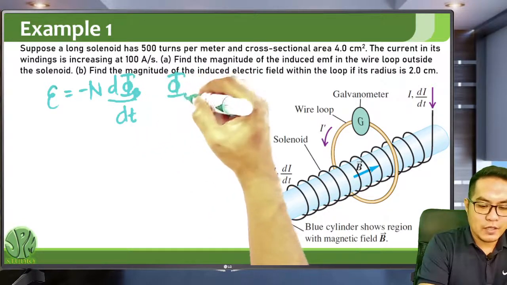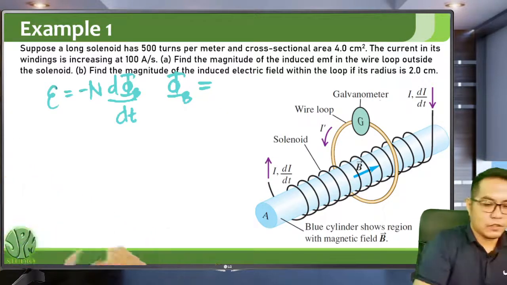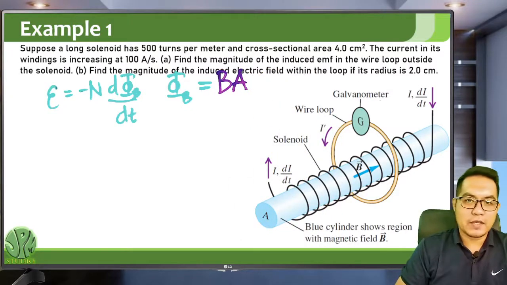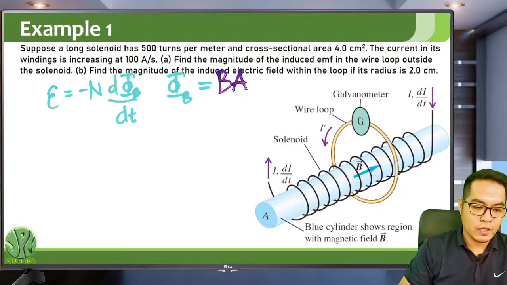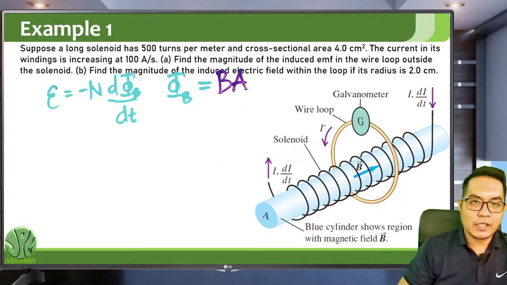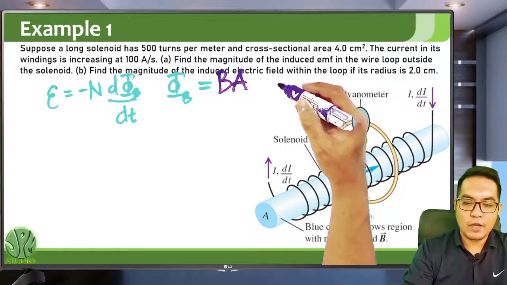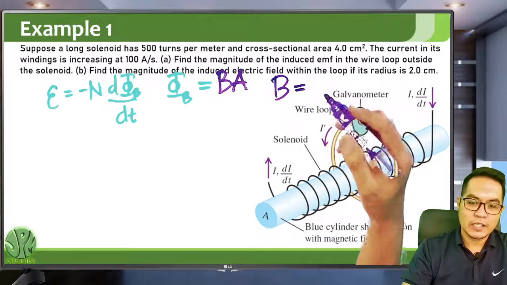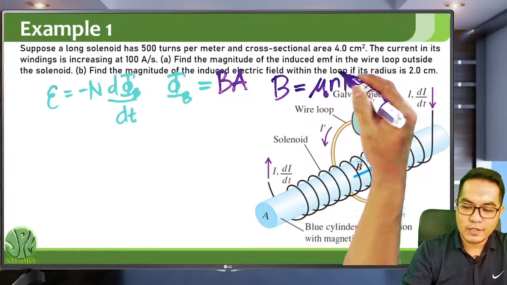Our flux here will just be B times A, since the magnetic field and the area vector are in the same direction. So the area vector is also in that direction. Since the current is the one changing, and you have obtained before when you solved the solenoid example, the magnetic field of a solenoid, the magnitude is mu naught n times I.